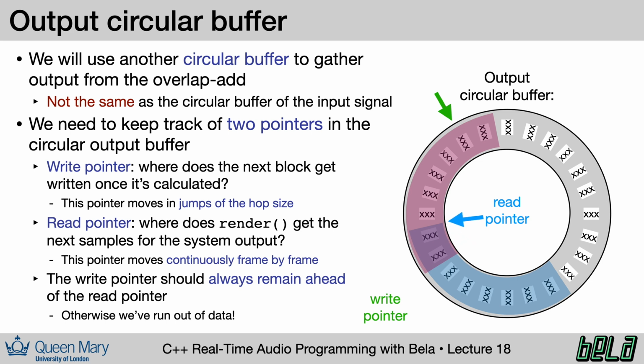Notice that some of the samples we're reading are the sum of 2 different blocks. Once we finish reading a block of samples, we should clear them in the output buffer to ensure that once the write pointer next wraps around, it starts from a clean slate. We'll continue reading frame by frame until we reach the next hop. That will again produce a new block of samples which is added into the output buffer, and we'll continue reading 1 sample at a time, clearing the outputs as we read them.